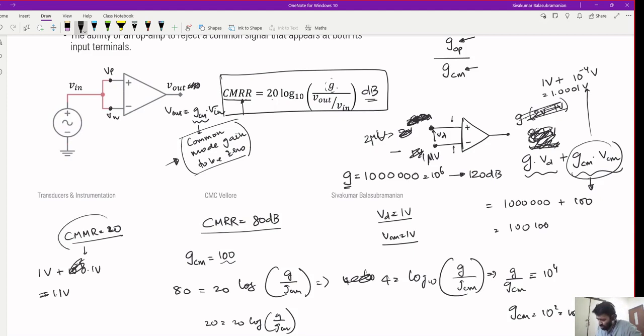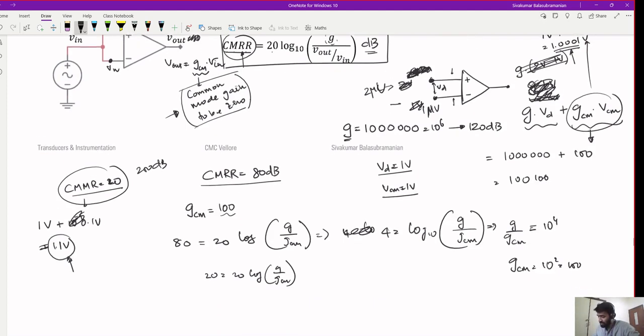Right? So low CMRR means your output is now affected by the common signal that appears across your positive and negative terminals. But if my CMRR was, let's say, 200 dB, then this would be even lower. It will be even closer to 1. Okay. So CMRR is another useful property.